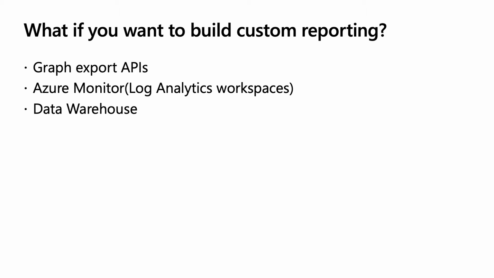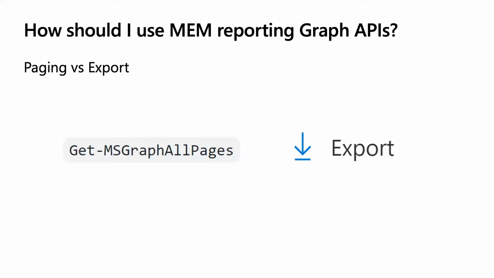and do any custom business logic or alerting that you would like there. Data Warehouse is a MEM-hosted platform for accessing additional historical and aggregate data that isn't exposed in the console. Many of our customers use this today. We won't spend too much time talking about this in our demos, but that is an option as well for custom reporting. So let's take a look at how we should use MEM reporting graph APIs.